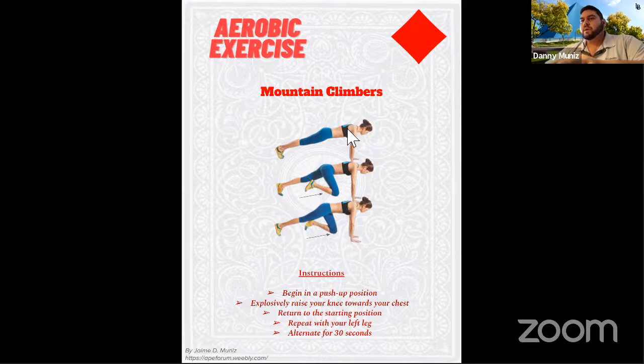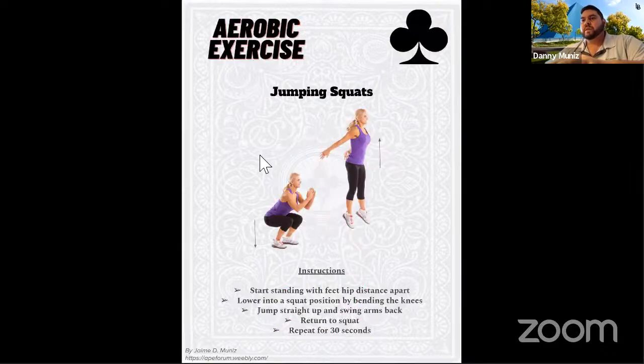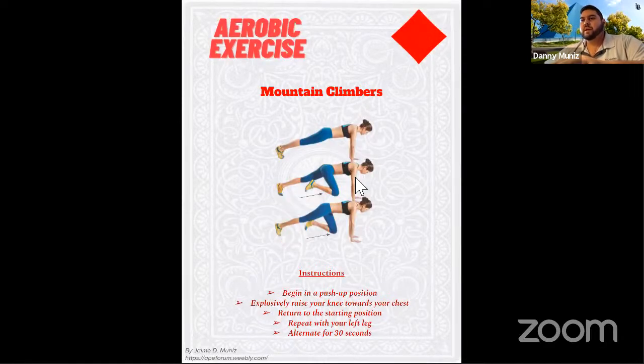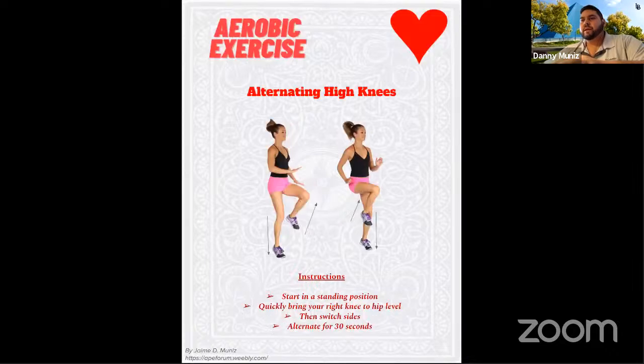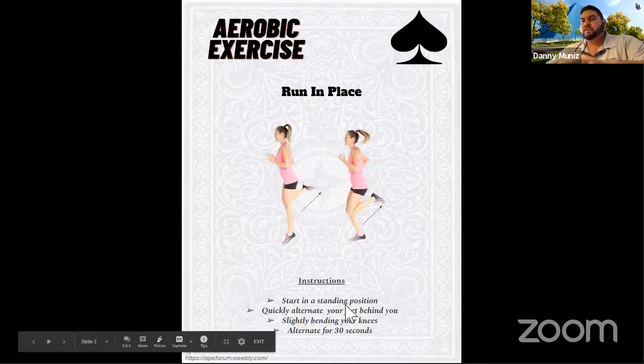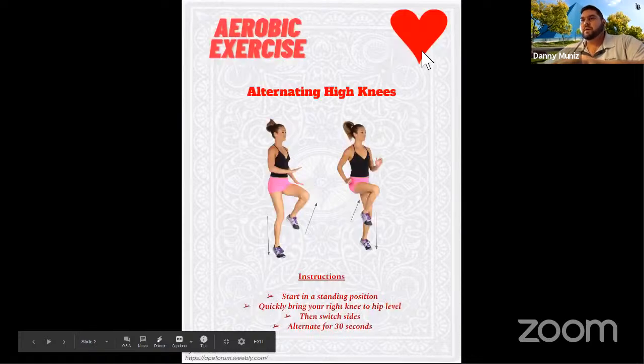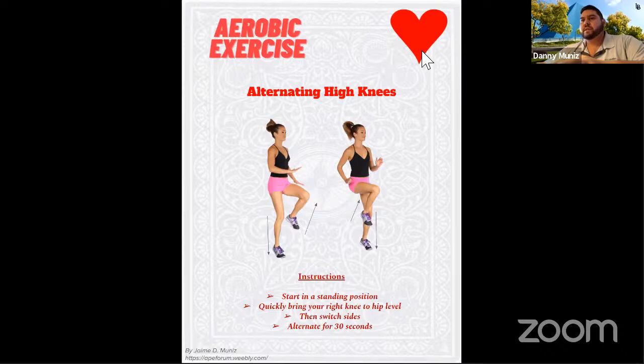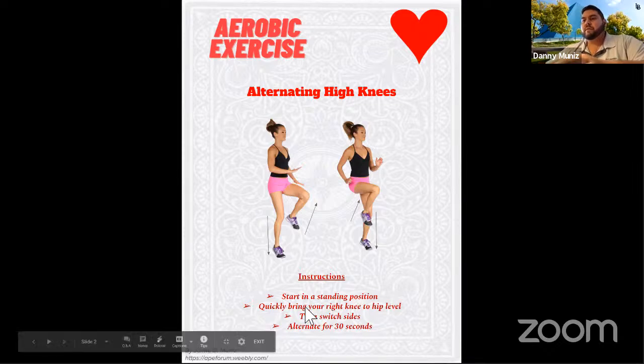So it goes into aerobic exercises with pictures. Some of those pictures include things like jumping jacks, mountain climbers, running in place, and alternating high knees. As you can see on the bottom, there are instructions. They're basic instructions. Starting at a starting position, quickly alternate your feet behind you, slightly bending your knees, alternate for 30 seconds. So for each one of the suits, you would make a fitness station, and students would pick a card from the center pile and then go to that station and follow the instructions on the bottom. It's really easy.